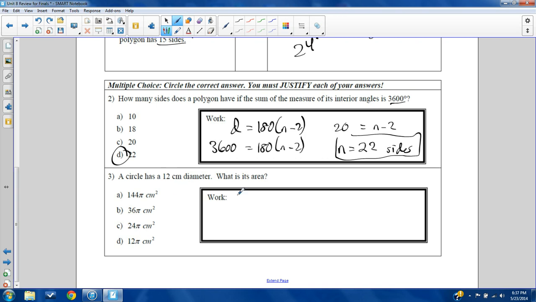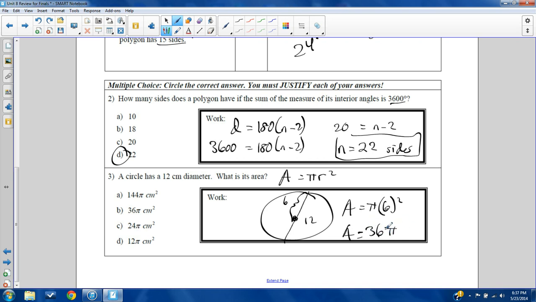Okay, a circle has a 12-centimeter diameter. What is its area? Well, area of a circle is pi r squared. Its diameter goes through the center. The diameter is 12. Now, pi r squared means I need the radius. The radius is half the diameter, so 12 over 2 is 6. So to find my area here, it's going to be pi times 6 squared. 6 squared is 36, so my area is 36 pi.